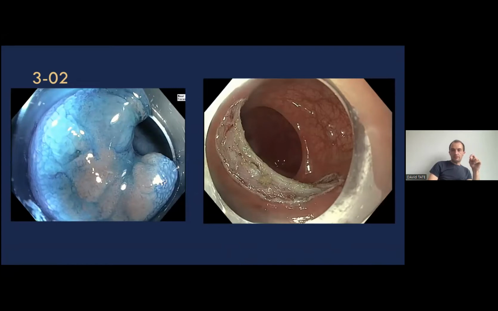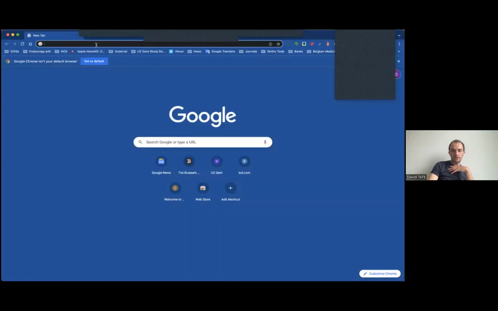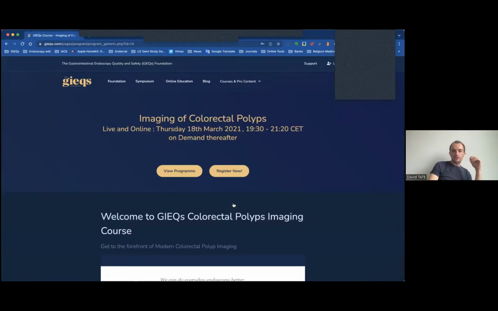All right, Sandy, I think we're up to time. Maybe you'll permit me to quickly say that there is much more of this available, and I'll show you where. If you just go to geeks.com, you'll be on the front page, and all of these courses are here, but this is the one which has loads more examples of what we've been showing you today. It's the first part of the polypectomy series, which goes further into how to, after imaging, go into decision making and technique.